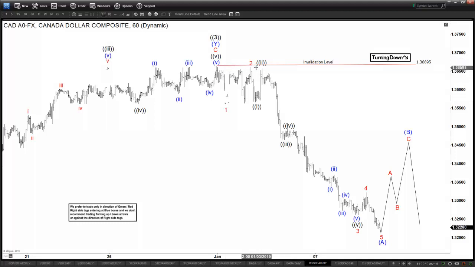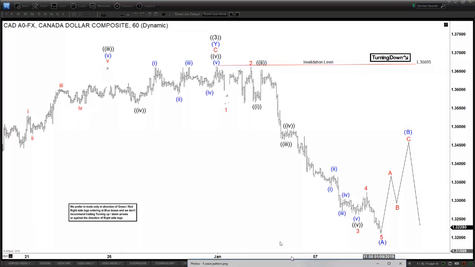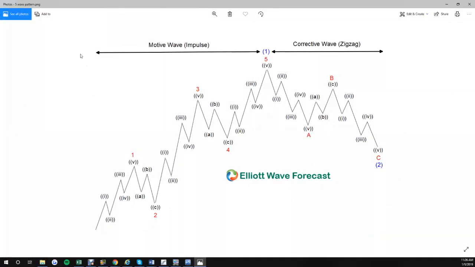You can see that wave 3 in the red degree subdivides into another impulse. So you can see this 1, 2, 3, 4, 5 in the black, which is one lower degree than the red degree here, and then wave 5 in the black further subdivides into five waves in the blue degree, 1, 2, 3, 4, 5. So as you guys know, in a 5 waves impulse, waves 1, 3, and 5 all subdivide into 5 waves. This is the general structure of a 5 waves impulse.